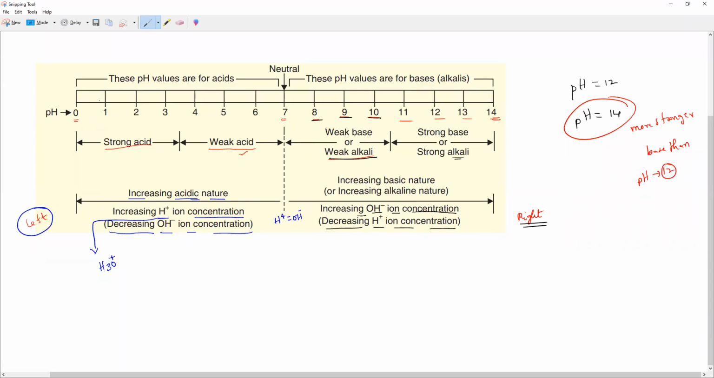In the same way, pH 0, 1, 2, 3 we call strong acids. Compared to pH 3, is pH 2 a strong acid or a weak acid? pH 2 is a stronger acid than pH 3. Is it okay? That is what you have to remember. So this is the pH scale, and I hope everybody understood everything clearly.